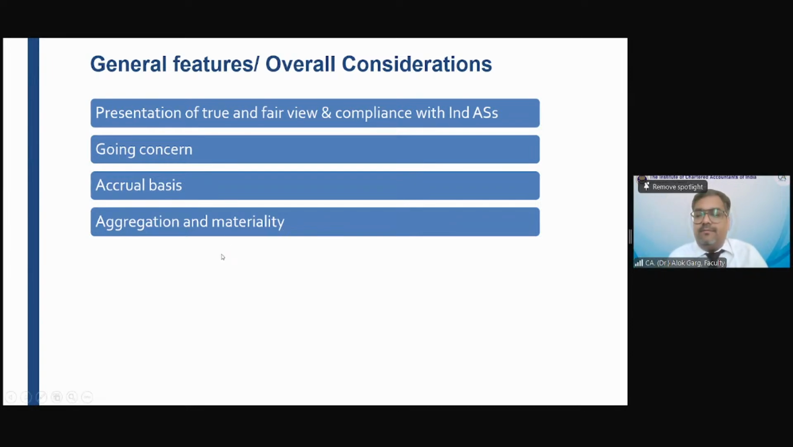Aggregation and materiality. What is meant by aggregation? All like items. Have you seen the balance sheet of any big listed company? Have you seen the annual report of any big listed company? Let's talk about Reliance. Let's say Reliance has a turnover of, for example, 10 lakh crore. The revenue from operations of Reliance is 10 lakh crore. How big is the number? 10 lakh crore. This is the number Reliance has.